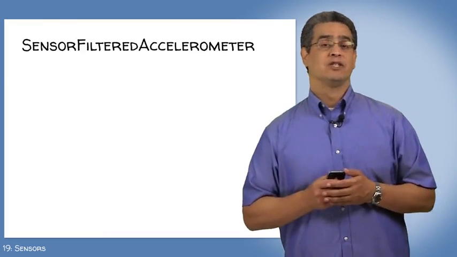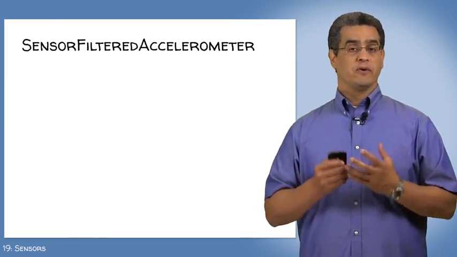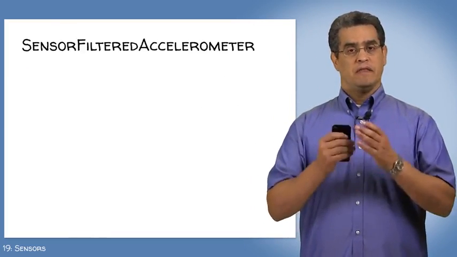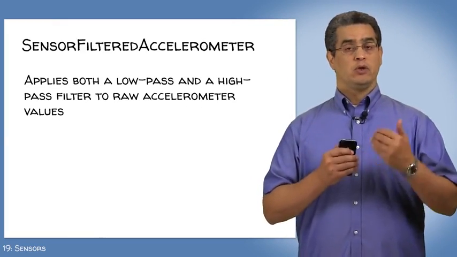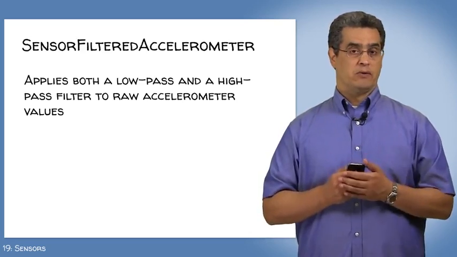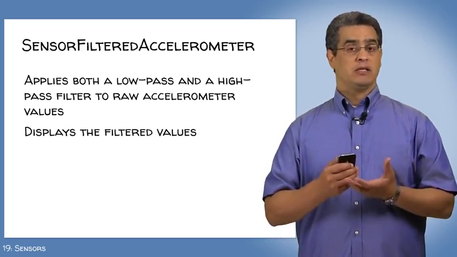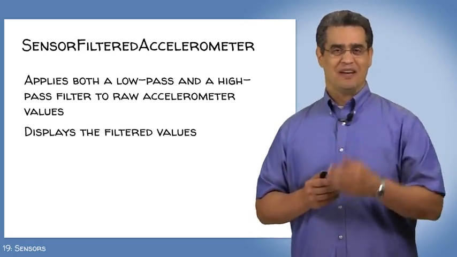The next application is called Sensor Filtered Accelerometer. This application applies both a low-pass and a high-pass filter to the raw accelerometer values, and then it displays the filtered values. Let's run it.